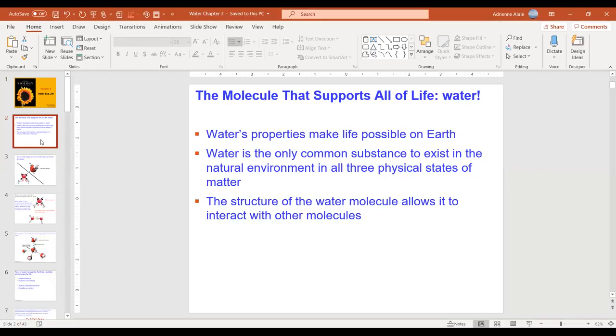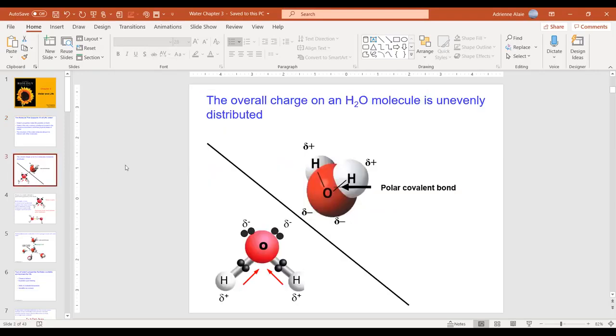It's pretty amazing. And the structure of the water molecule allows it to interact with other water molecules and with many, many, many other molecules, as we'll see a few examples of in this chapter. So, if you've listened to chapter two's lectures recently, then you remember this.